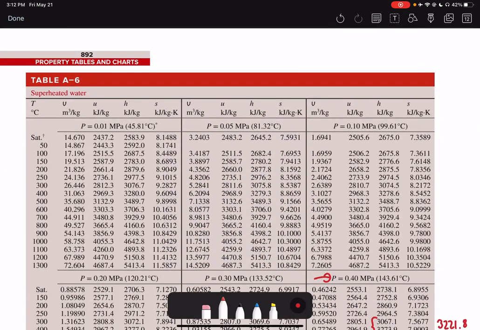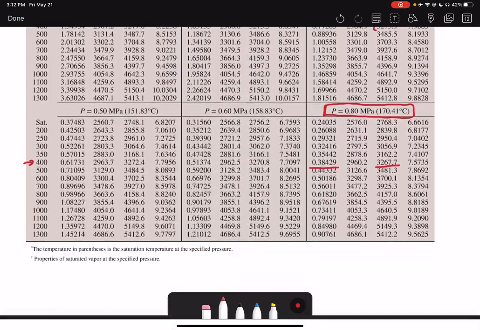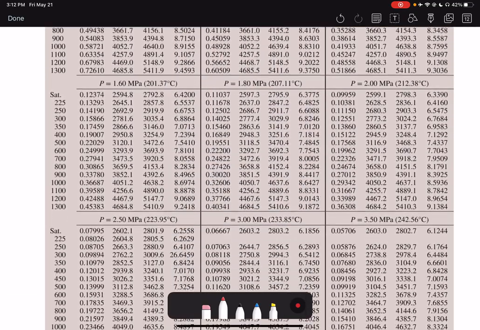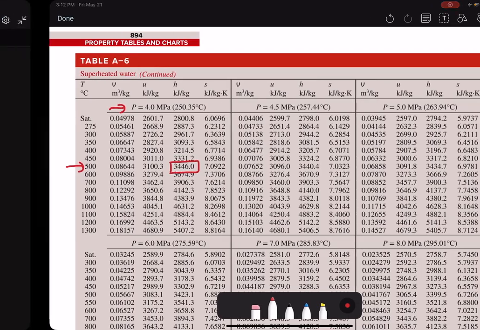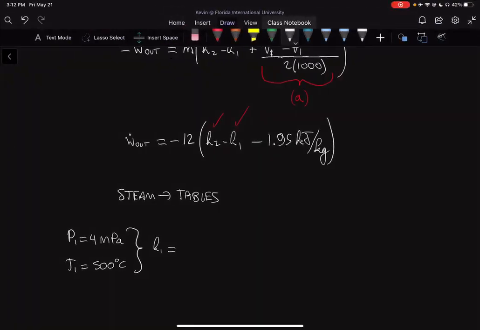So we're going to go to the superheated table. We're going to go to 4 megapascals, which is shown on this page right here on the top left. So we have 4 megapascals, and we're going to match 4 megapascals with 500 degrees. And so we find that our h value is 3,446 kilojoules per kilogram. So we can write that h1 is equal to 3,446 kilojoules per kilogram.